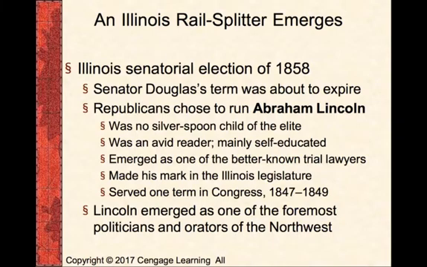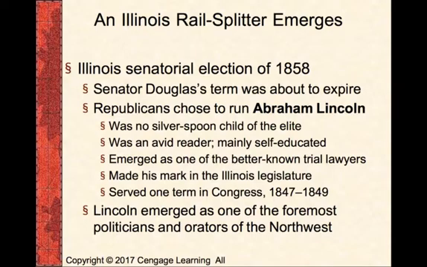So let's talk about the emergence of Abraham Lincoln into national politics. Lincoln, who we briefly met in the Mexican-American War chapter, had already been to Washington once before as a one-term congressman from 1847 to 1849. In 1858, he decides to run for senator of the state of Illinois because Senator Stephen Douglas's term was about to expire, and Republicans chose Abraham Lincoln to run against him in the 1858 election.